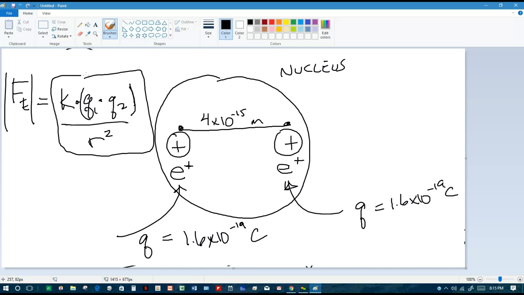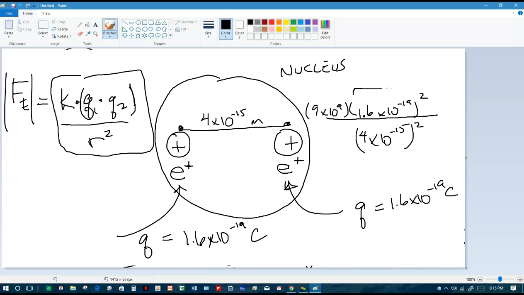I'm just going to write this one on the board if you don't mind. Then we'll do it on the calculator. So the denominator is going to be 4 times 10 to the minus 15, squared. And then the numerator is going to have our 9 times 10 to the 9th times 1.6 times 10 to the minus 19, squared. I'm showing that as squared because it's the same number times the same number. So this is the nicer way to do it. Let's start with the denominator.